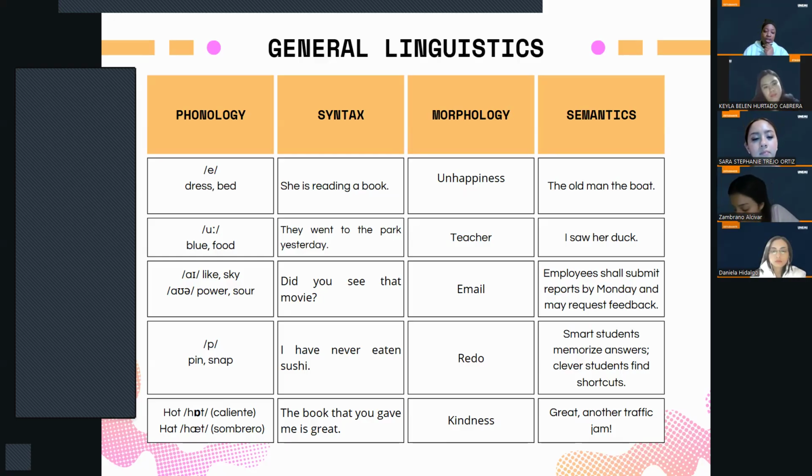Consonant phonemes have unique characteristics based on how and where the obstruction occurs in the mouth and throat, and whether the vocal cords vibrate during their production. For example, p, pin. Minimal pairs: one phoneme can change the meaning. They are words that differ only in one phoneme. They have different meanings. For example, hot, caliente, and hat, sombrero. The difference is the vowel phoneme.